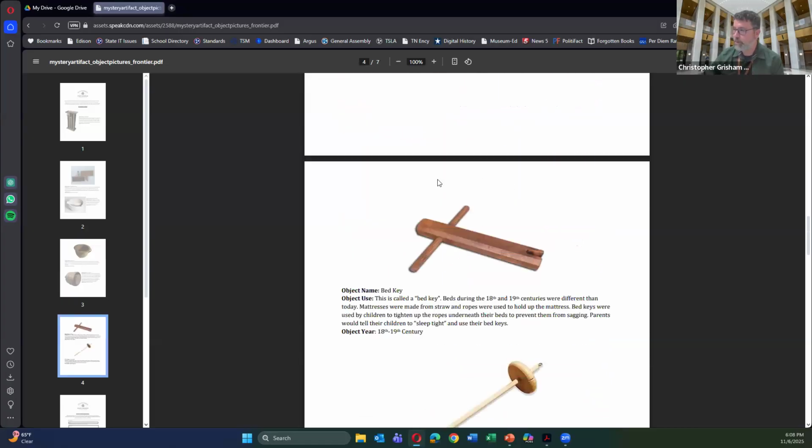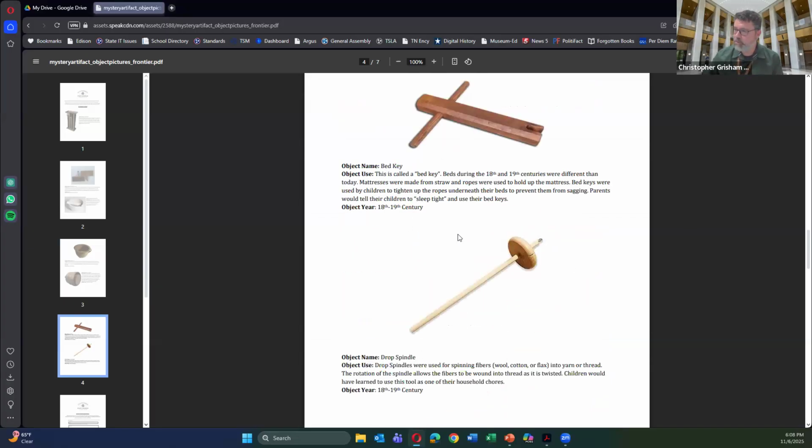Again, a food implement, bed key. The last chore most kids would have done before going to bed is tightening up their bed. And then drop spindle, again, this would have been used by kids. So you could even talk about just kids' life. Pull a few of these objects out and talk about life for kids on the frontier.